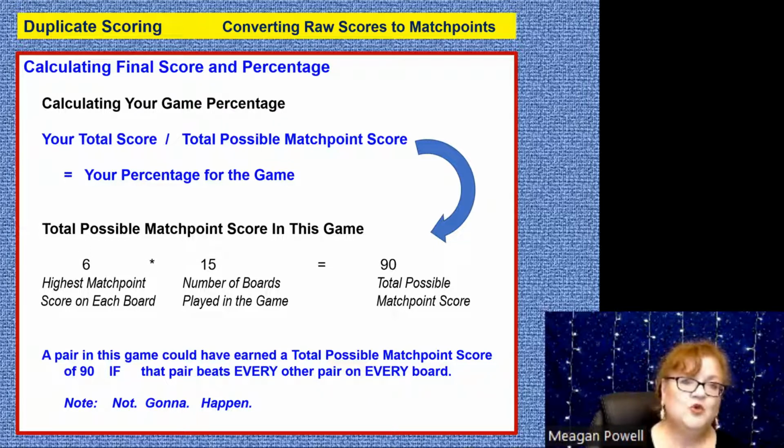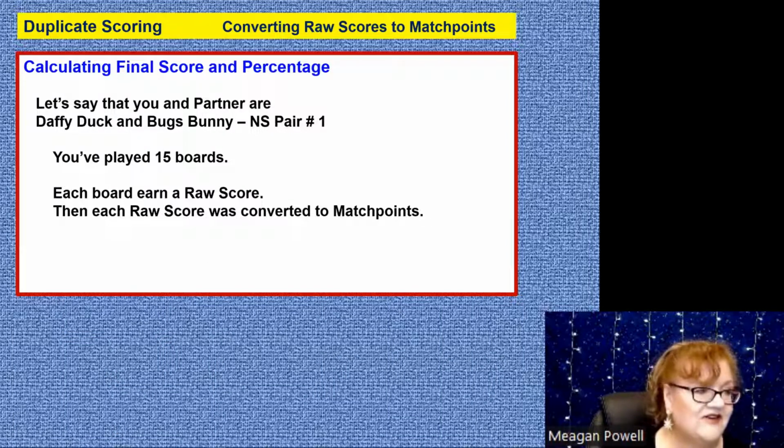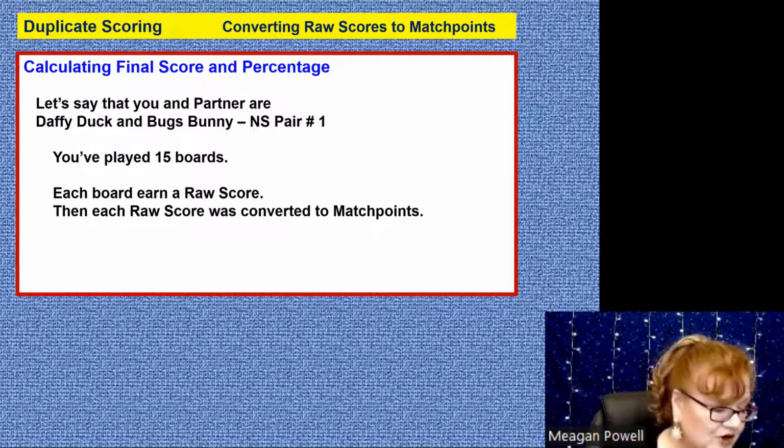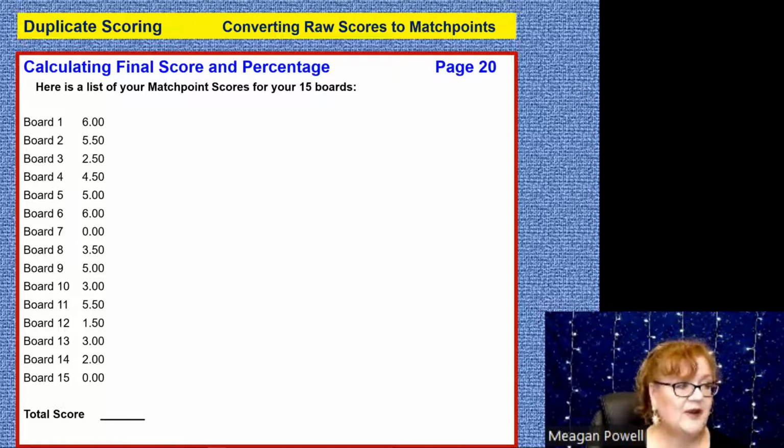But you will earn some amount on every board, and you want to compare it against that total possible of 90. So let's say that you and your partner are north-south pair one. That's Daffy Duck and Bugs Bunny in our game. And you and your partner played 15 boards, right? And each board earned a raw score. And at the end of the game, each of those boards was converted to a match point score. Now, here on page 20 is the list of your match points on each board.